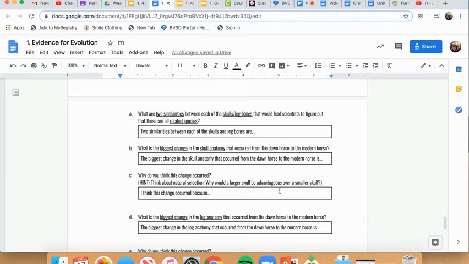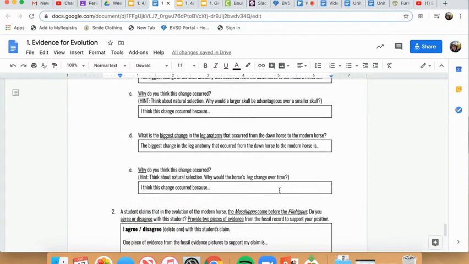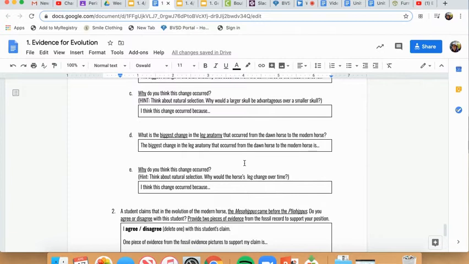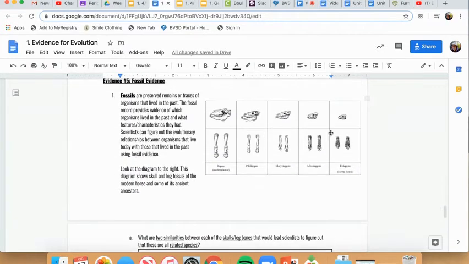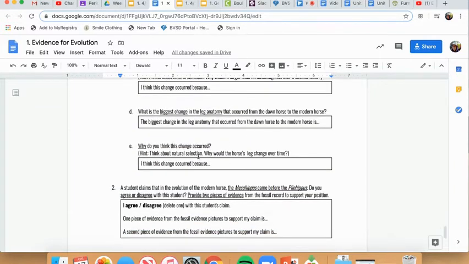over a smaller skull? And then D and E are very similar, except this time you're looking at the leg anatomy. So again, you're going to look at what difference you notice between the leg anatomy from the dawn horse all the way to the modern day horse. And again, why do you think this change occurred?